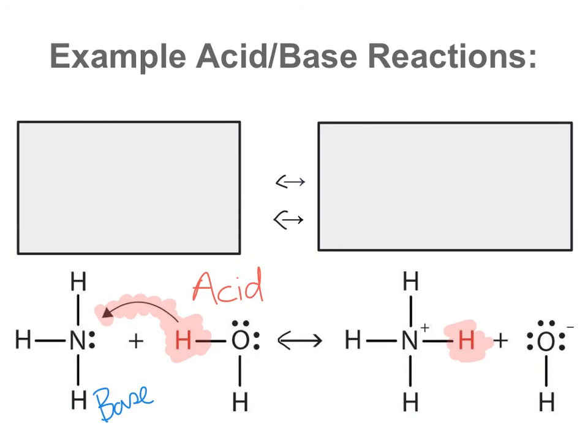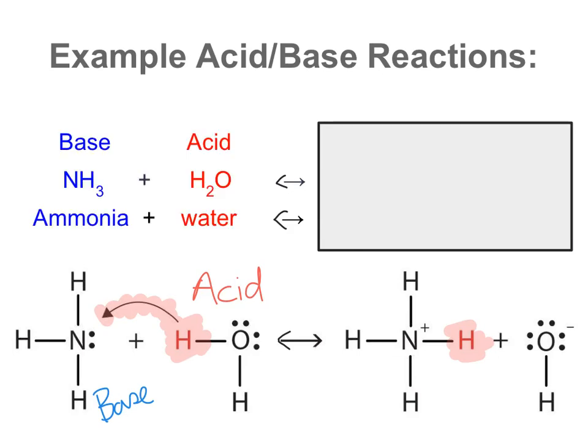So now you can see that we have NH3 plus H2O. That is ammonia and water. And again, the ammonia accepts a hydrogen, so that is our base. The water gives off the hydrogen, so that is our acid. That's what we're going to see as the substance donates a hydrogen.